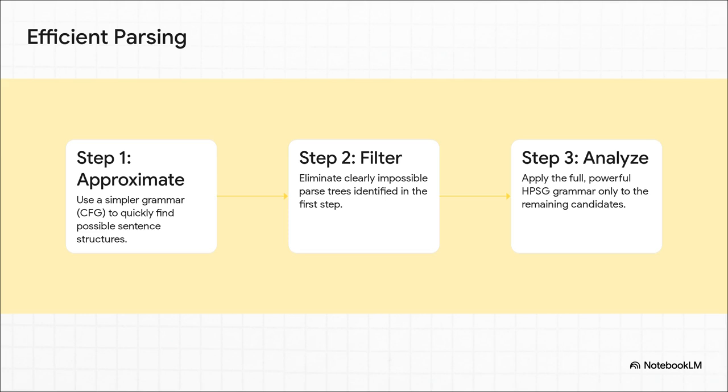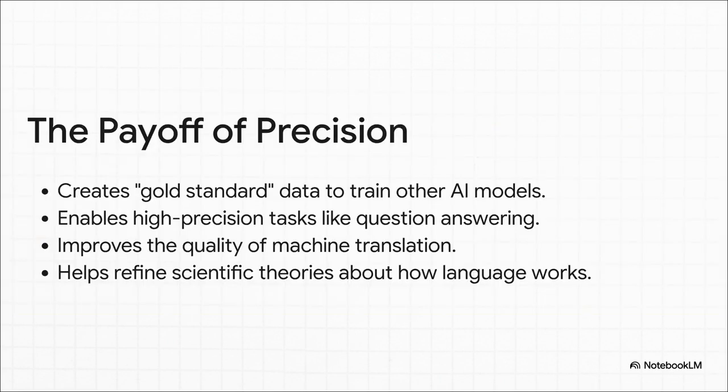Because this whole approach is built on explicit rules, it lets you use some really clever shortcuts. So instead of trying to apply that massive grammar with 516 types to every single possibility, they can first use a simpler grammar to quickly sketch out the most likely structures. Then they filter out the impossible ones, and only then do they bring in the big, powerful HPSG analysis for the few that are left. It's just smart.